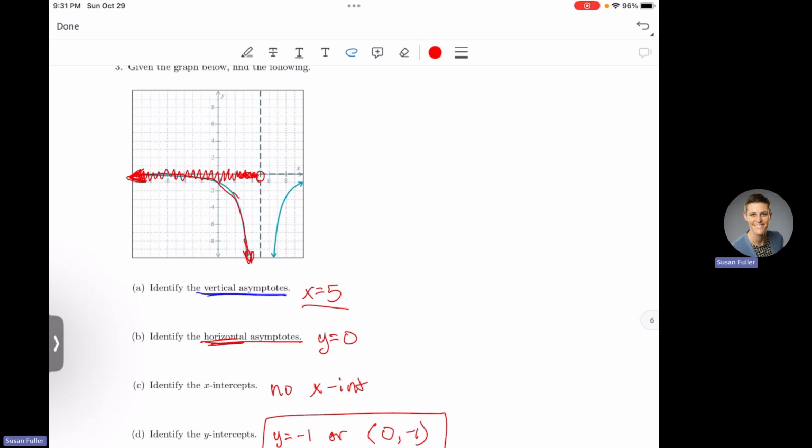Okay, and then let's look at this section. So this section kind of does the same thing.